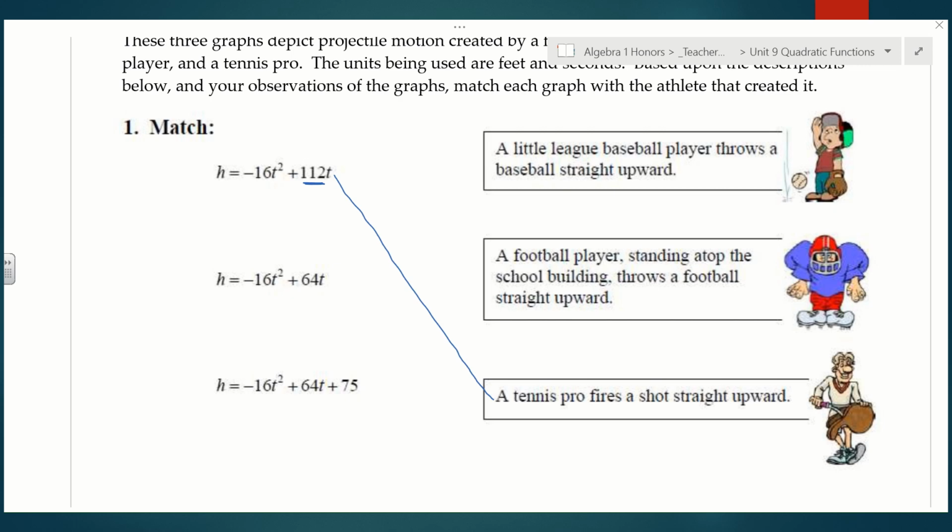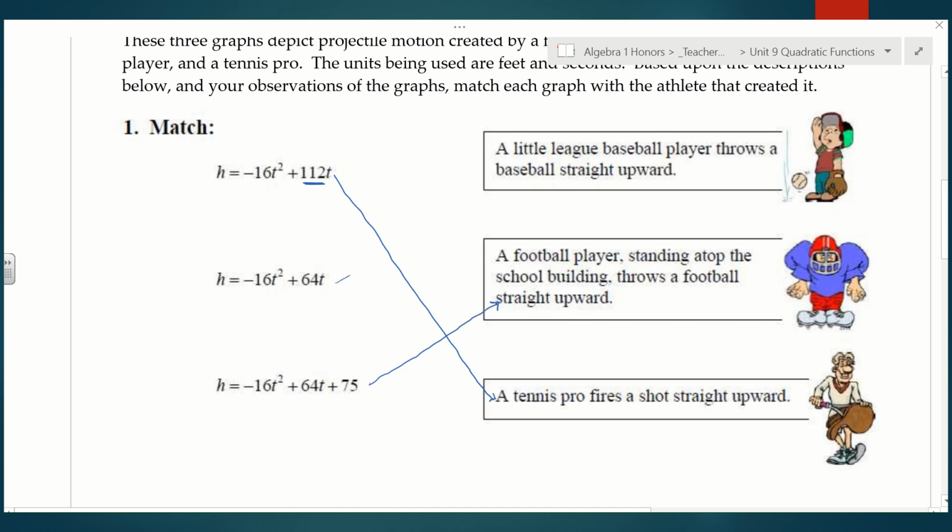So it says the football player is standing atop a school building and throws the football straight upward. So if you look at your equations, basically they're exactly the same, besides that the last one has a y-intercept of 75. So if you think about the fact that that football player is standing on top of the school, which doesn't seem too safe, it makes sense that that equation would go with the football player.